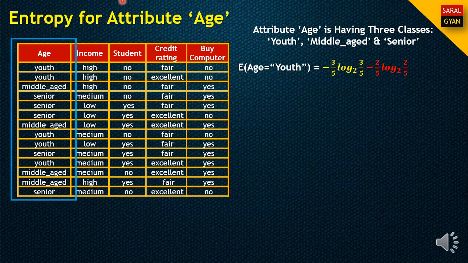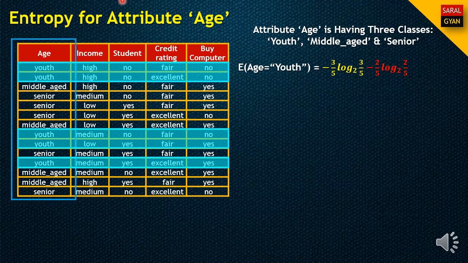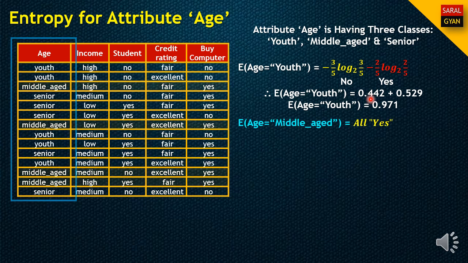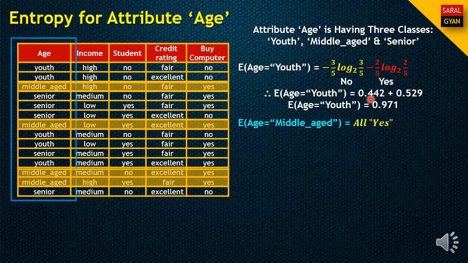If we calculate the entropy for age equal to youth, there are 5 entries of youth in this data, and out of these 5 youth entries, 3 belong to no and 2 belong to yes, looking at the buys computer label attribute. So the entropy for age equal to youth can be calculated by this formula, and it is going to be 0.971.